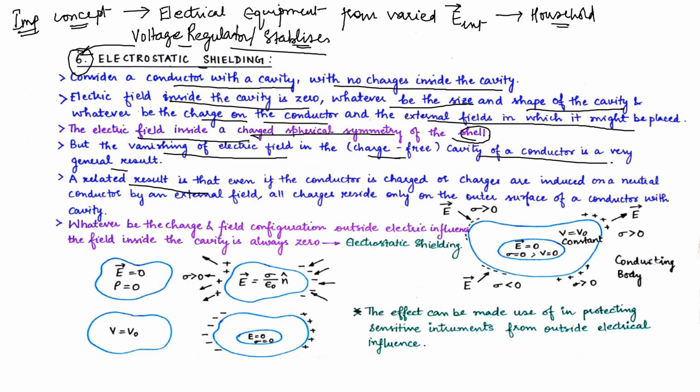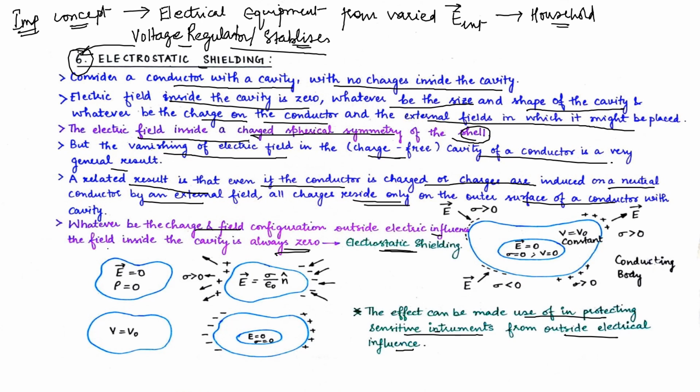The related result is that even if the conductor is charged or charges are induced on the neutral conductor by the external field, all the charges reside on the outer surface of the conductor with cavity. Whatever be the charge or field configuration outside, the influence of the field inside the cavity is always zero. Electrostatic shielding is that. This effect can be made use of in protecting sensitive instruments from outside electrical influences.